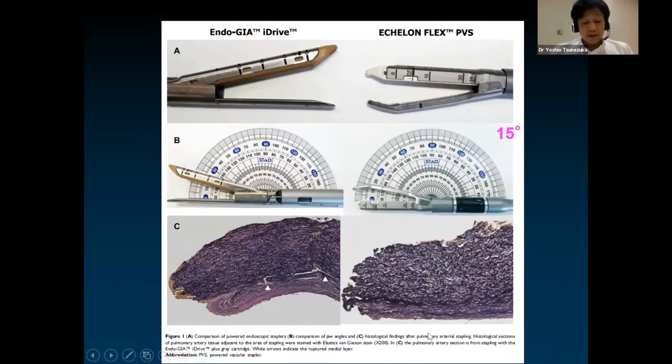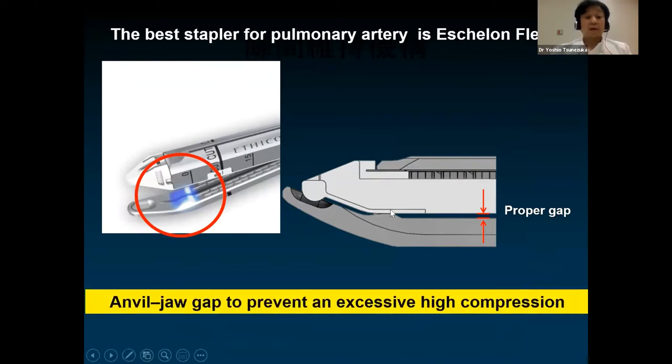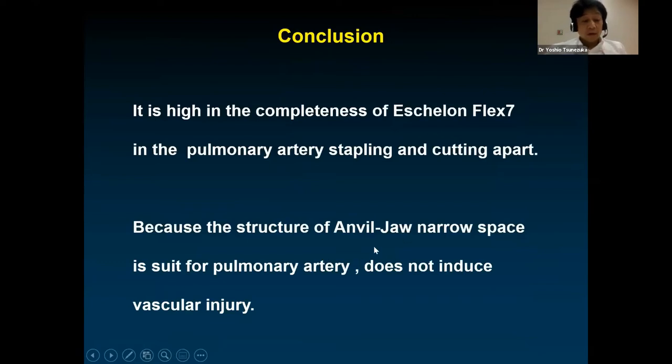I'd like to emphasize that the structure of umbilical narrow space induced vascular injury. The best stapler for a pulmonary artery is Echelon 7, Echelon Flex 7. Umbilical gap to prevent an excessive high compression. In conclusion, it is high in the completeness of Echelon Flex 7 in a pulmonary artery stapling and cutting apart. Because the structure of umbilical narrow space is suitable for pulmonary artery, does not induce vascular injury.